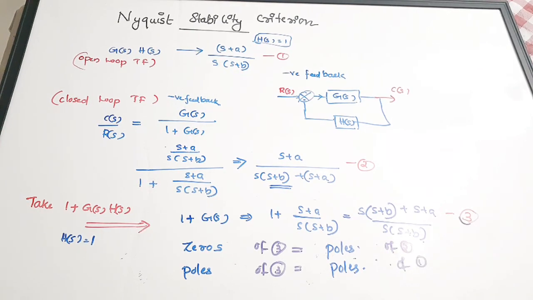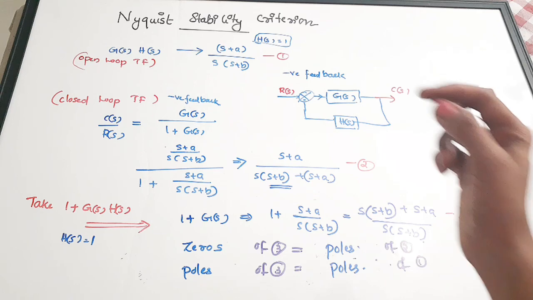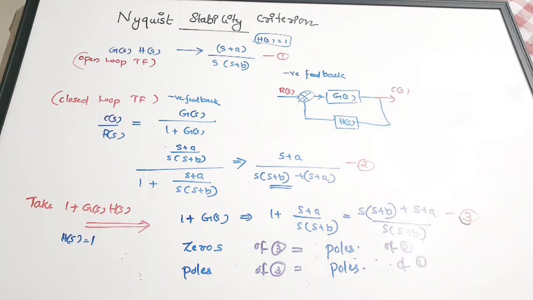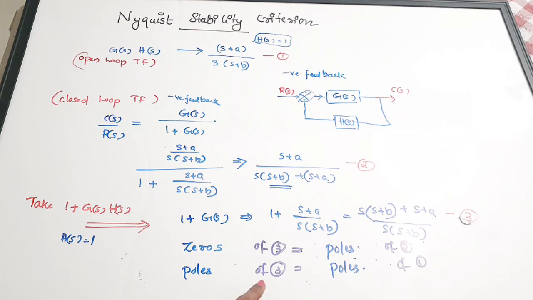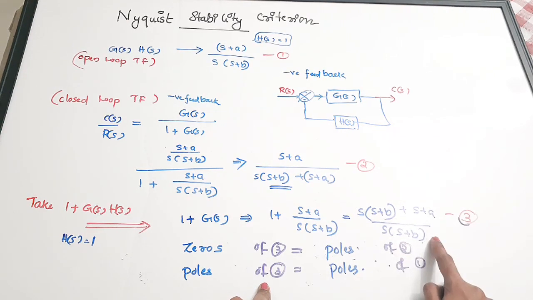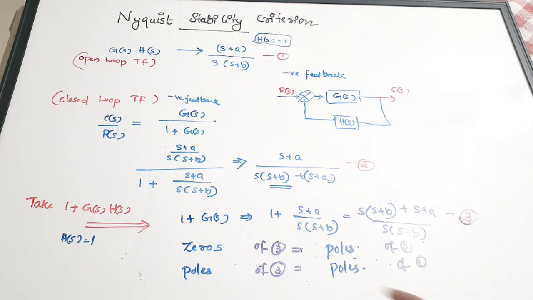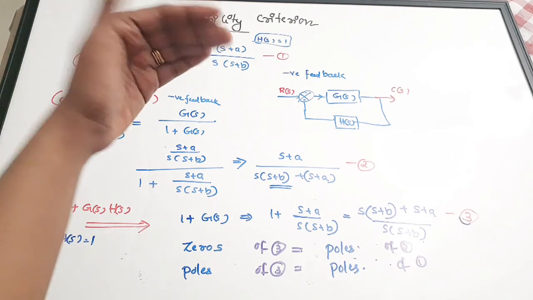Okay. So, now you look at these two inferences. The zeros of the third term, which is 1 plus G of S H of S, is equal to the poles of the second term. What is the second term? It is the closed loop transfer function. So, you can say that the zeros of the 1 plus G of S H of S term are nothing but the poles of your closed loop transfer function. Okay. That is the denominator's roots. That is the poles. Okay. And also the poles of this third term, that is the 1 plus G of S H of S term, is equal to the poles of your open loop transfer function.